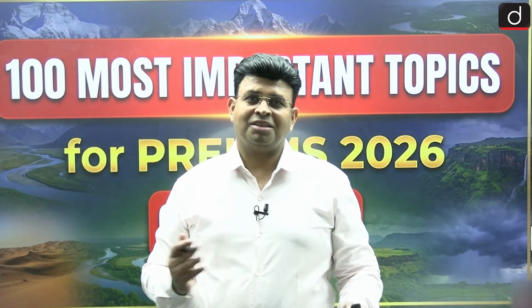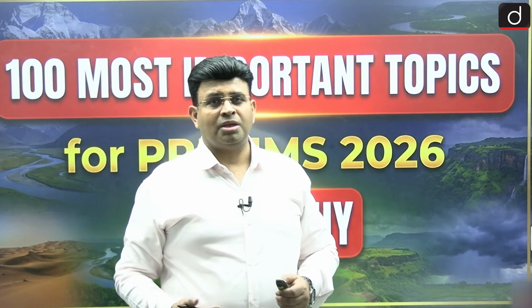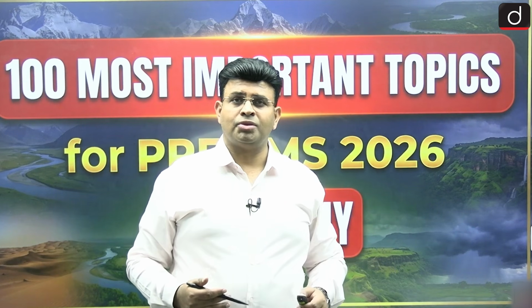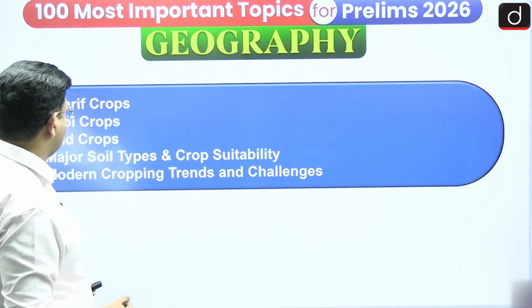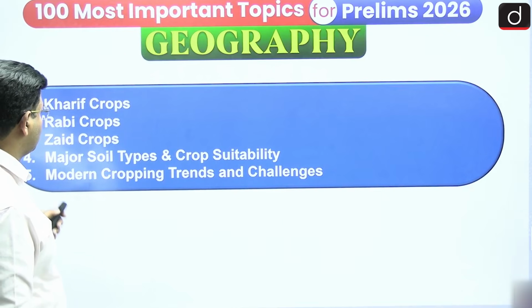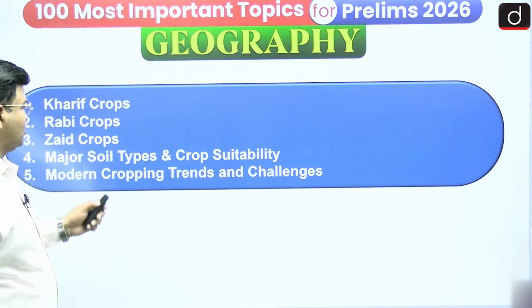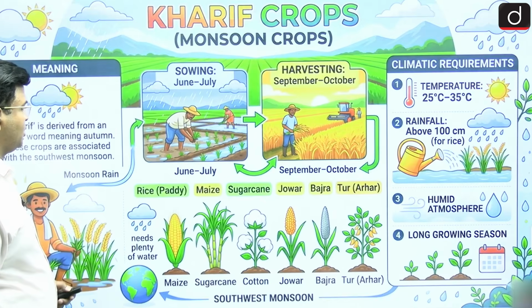Before starting this 18th episode topic, it is very important that I take up the 17th episode questions that I have given you to do. So let us see the questions and their answers. The topics we covered in the 17th episode were Kharif crops, Rabi crops, Zaid crops, major soil types and crop suitability, and modern cropping trends and challenges.